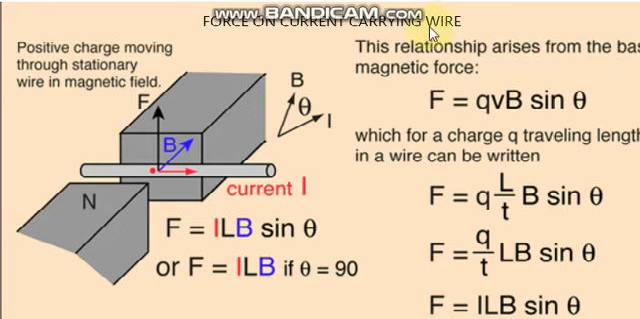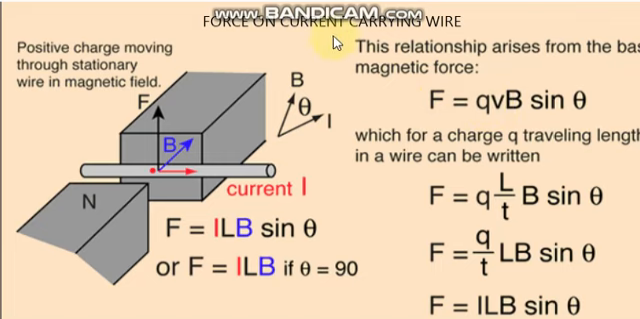Today's lecture is about the force on a current carrying wire. In the last lecture, we derived this equation which gives you the force on a charge Q moving with a velocity v in a magnetic field B, making an angle theta with the velocity of that charge. Now this equation gives us the magnetic force acting on a single charge Q.